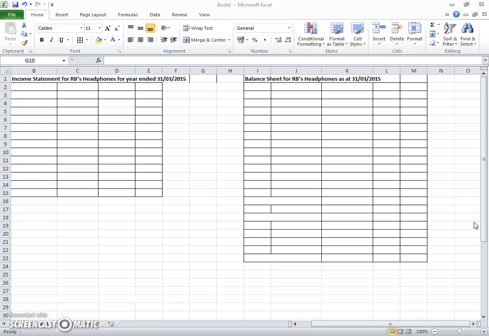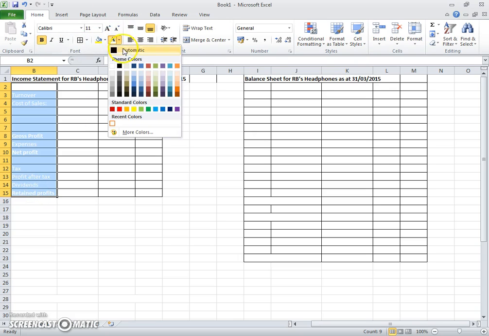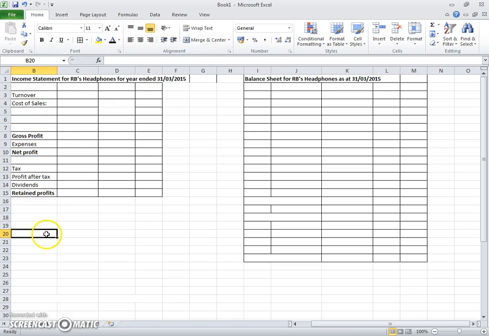Now, I've blanked out all the text there. I'm just going to magically make that appear. Okay, let me just run through what all this means. Turnover just means money from sales. It means money from sales, all right? So sales revenue, essentially. Cost of sales just means the value of the stock.